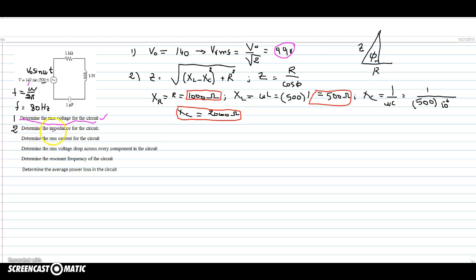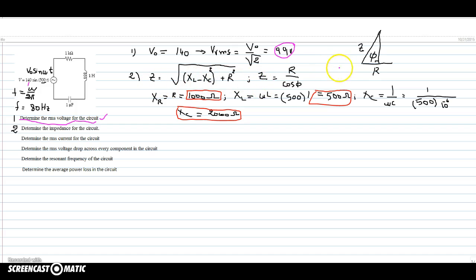Second, what is the impedance for this circuit? The name of the total impedance in the circuit is called Z. So it's kind of resistance mixed between real resistance of R and the energy stored and put back into the system by the C and L. The whole thing is called impedance, Z. So the definition of Z is this: square root of XL minus XC squared plus R squared. This is one way to define Z.